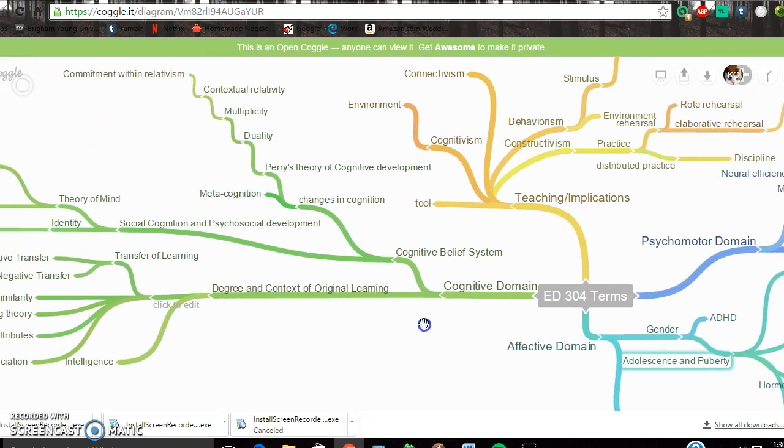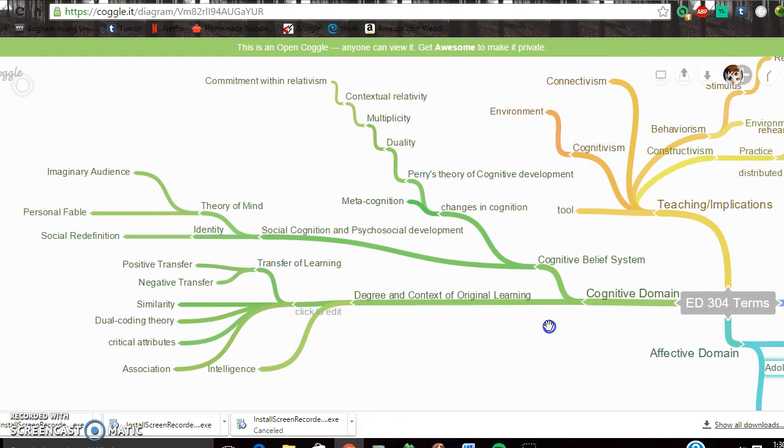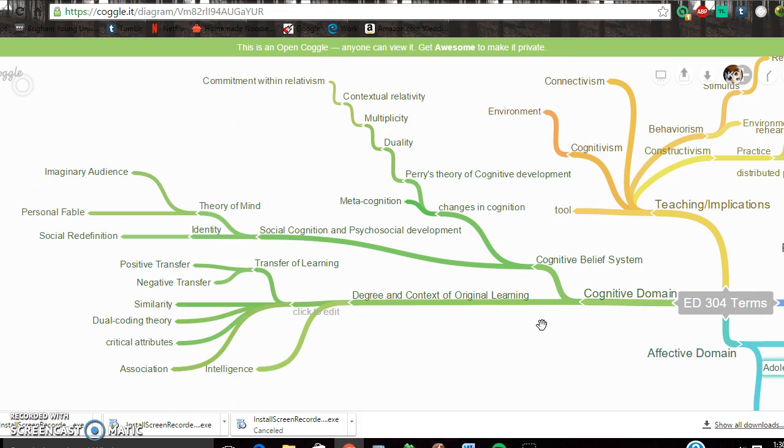So the cognitive domain has to do with the way that adolescents think and the way that they interact with their environment based on what they believe, which is their cognitive belief system, or how they identify themselves. So when it comes to puberty, they go through social cognition and psychosocial development. They start to change how they view themselves, their identity, and how they view the world, and they redefine who they are. In some ways, this is a good thing. Maybe they start learning more, they start thinking about their own thinking, and they start thinking about themselves in their world and how they interact with it, which is their theory of mind.